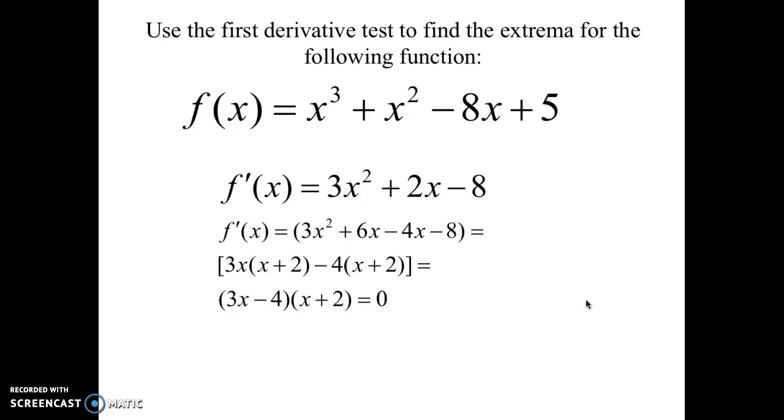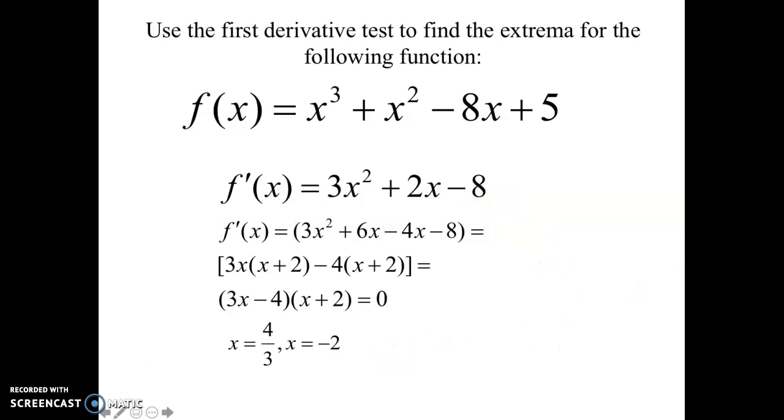Here's a little bit of algebra here. I split the middle term to factor this expression. So my critical points occur at x equals 4/3 and x equals -2. Critical points occur where the first derivative is equal to 0 or the first derivative is undefined. In this case, my first derivative was a nice, easy function that I could factor easily.